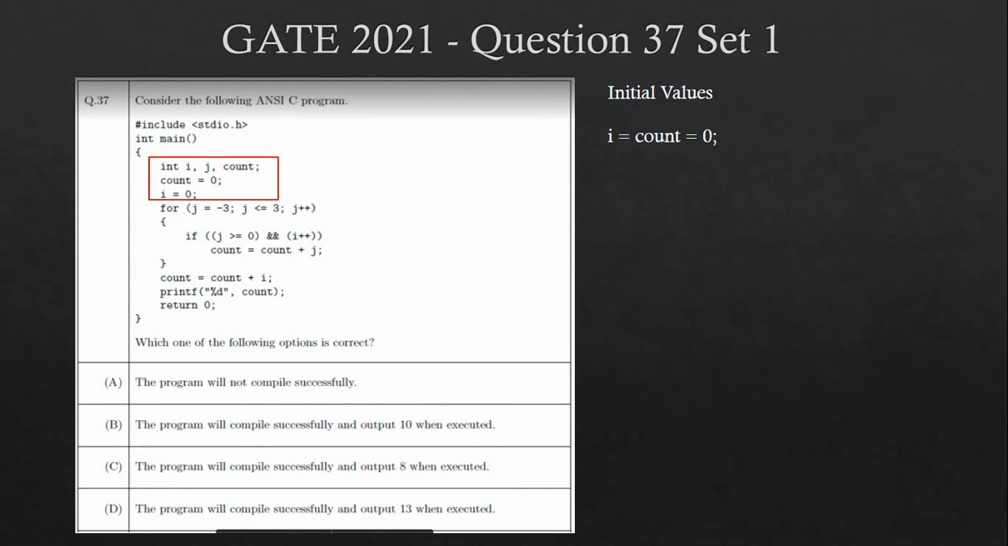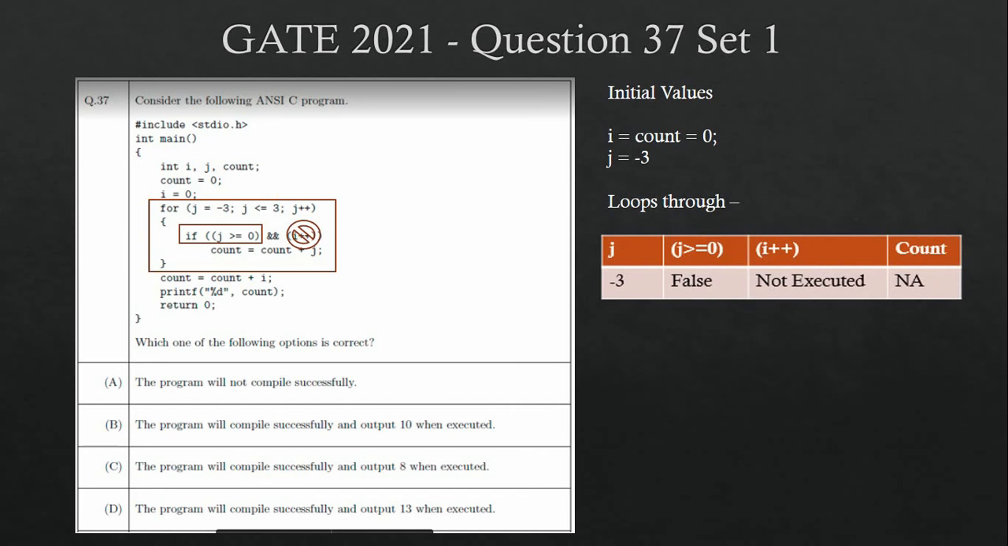So these are the initial variable values. We have three variables here, i, j and count. i and count are initialized to 0. Then we have a loop where j is initialized to -3 and it goes all the way till 3, that is -3 to +3. It is incremented by 1 with each step.